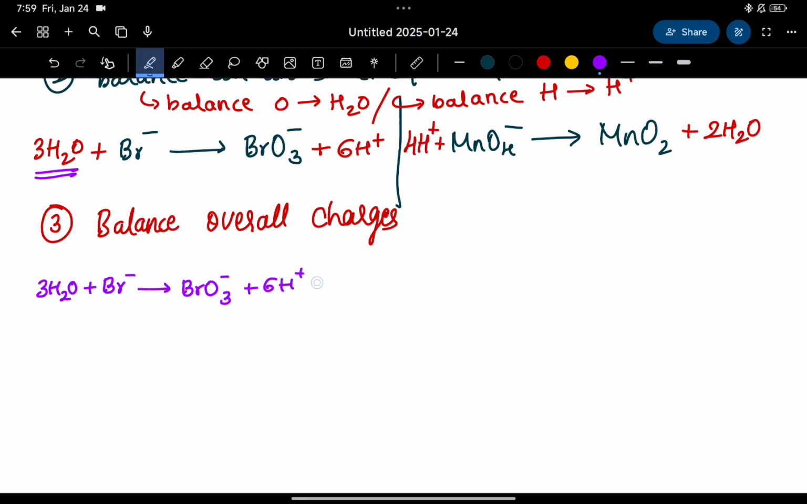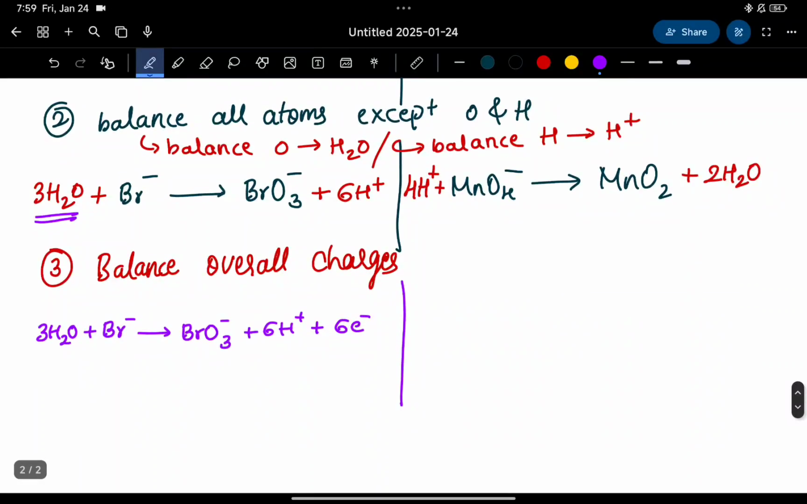Now in order to balance overall charges, we are adding 6 electrons here. Alright, so if you see minus 1 on the left hand side, and here plus 6 minus 6 will become 0, minus 1 will remain. So charge is balanced. The same thing you have to perform for this reduction half reaction as well.